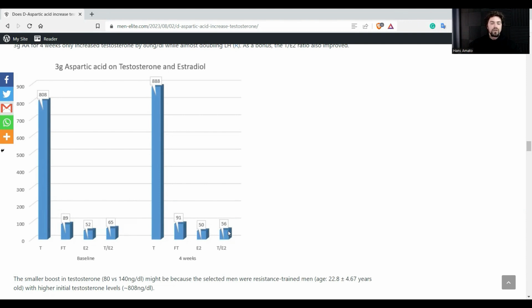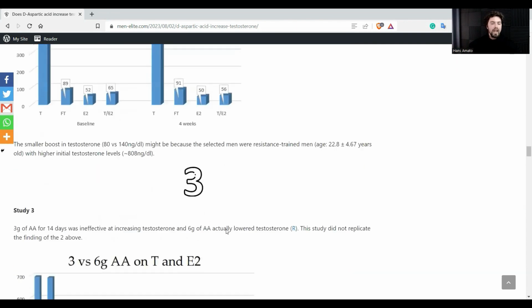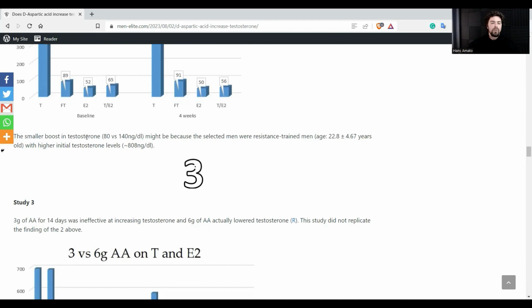So the testosterone to estrogen ratio improved, meaning estrogen went down and testosterone went up. So this ratio actually improved. They had a smaller boost. You can see from this study, the smaller boost in testosterone was 80 nanograms per deciliter versus 140 nanograms per deciliter from the previous study. So this might be because these guys were resistant trans men, they were young, and they had higher initial testosterone levels.